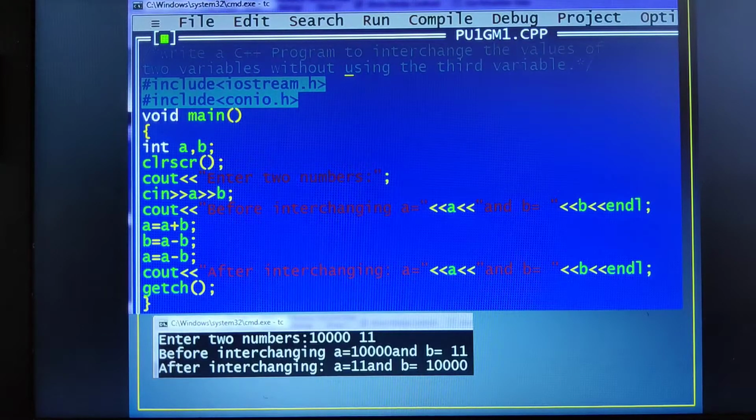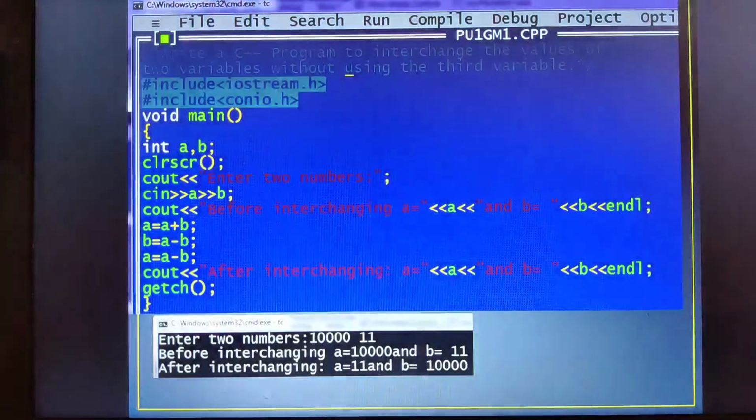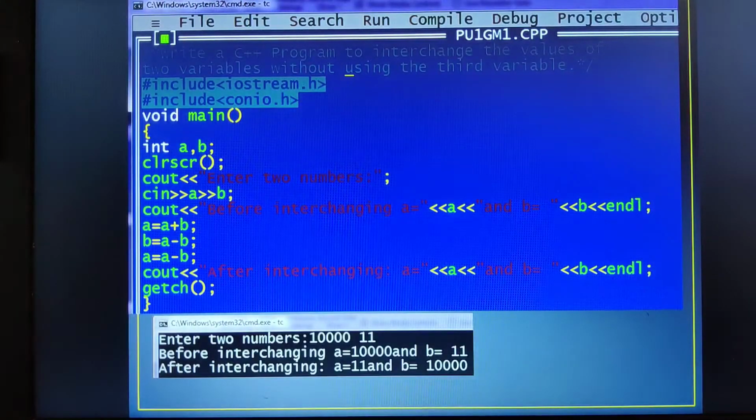In our previous video class we have seen the programs wherein I need to interchange the values of two variables by using the third variable. In that program we have taken one more variable known as temporary variable, with the help of which we could interchange the values of two variables. Now this is the program wherein we are interchanging the values of two variables without using the third variable.